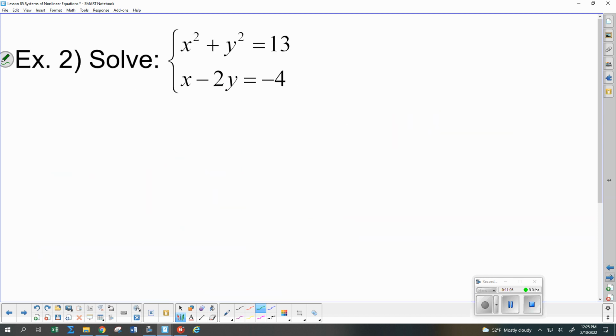Top one's a circle, but it's not as nice. Now it's got a radius of square root of 13. So you can see right away it's not as nice. And a different line. So how should I start out, Yesenia? Well, what substitution can I do?